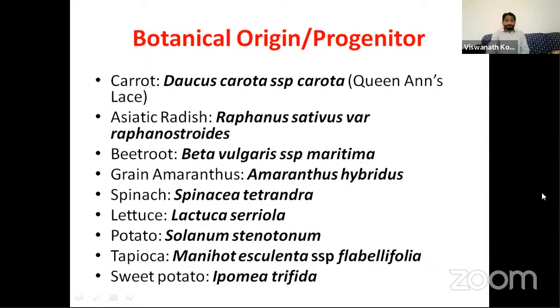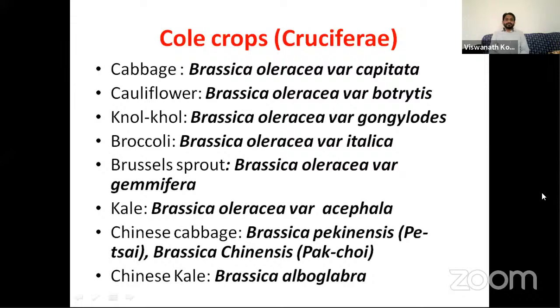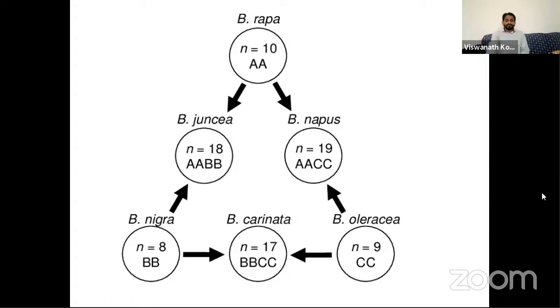If we see the important crops in the cruciferous family: cabbage, cauliflower, knol khol, broccoli, Brussels sprout, kale, Chinese cabbage, and Chinese kale. Please remember the botanical names. So this is generally called U's triangle. This clearly explains how different species of Brassica were originated. This is our Brassica oleracea. All our vegetables belong to this group Brassica oleracea.